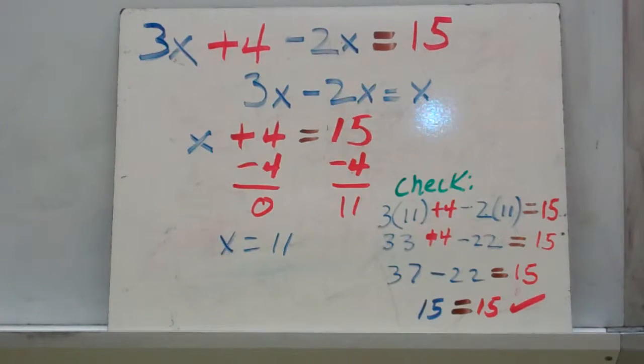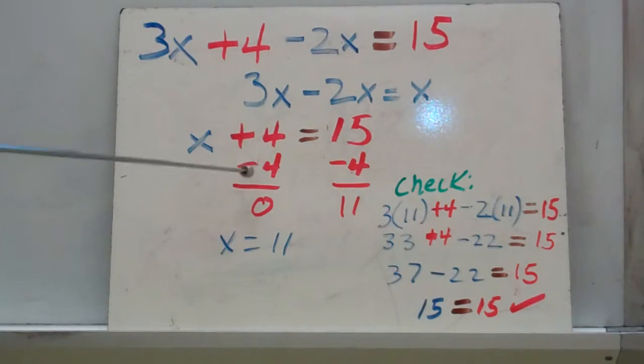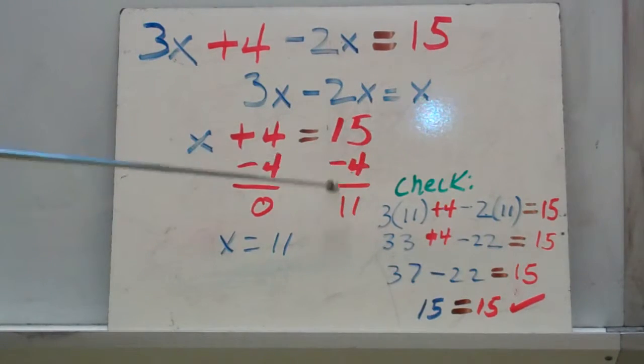So then we rewrite our problem. We have x plus 4 is equal to 15. We're going to then do the opposite operation. Going to subtract 4 from both sides. 4 minus 4 is 0, 15 minus 4 is 11, and in this case x is 11.